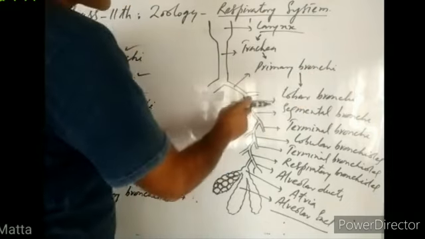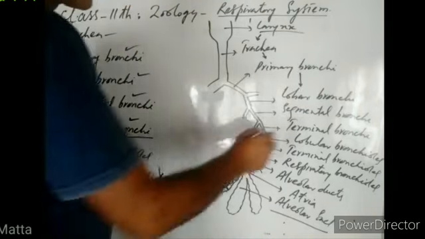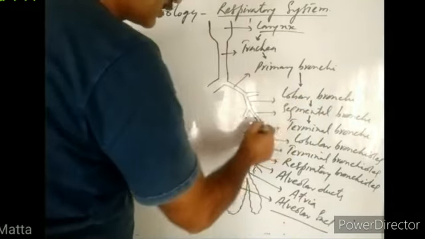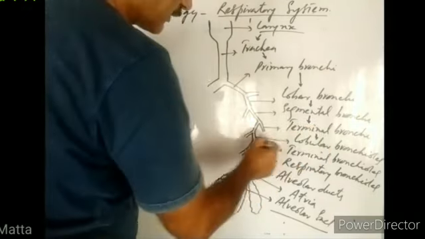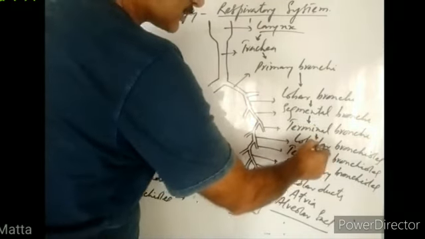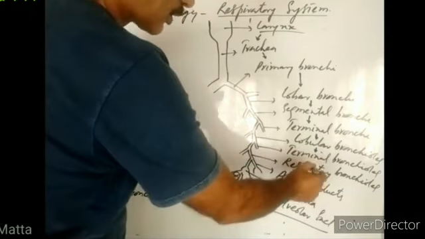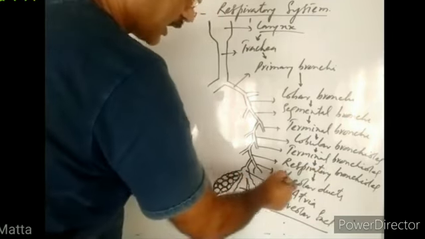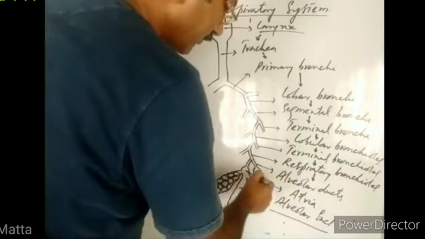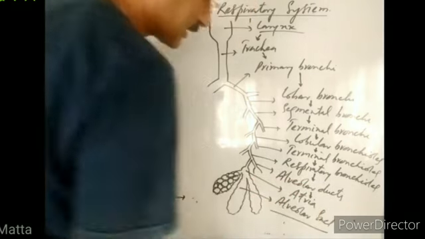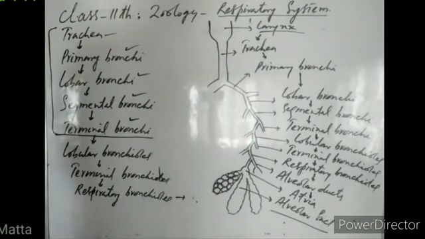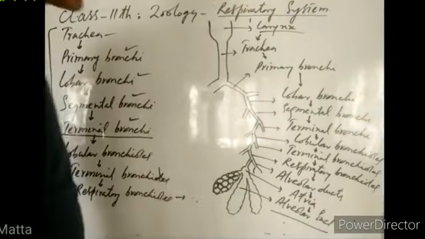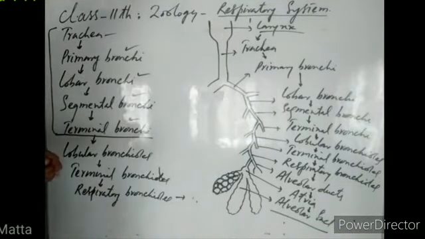Primary bronchi divide further into lobar bronchi. Lobar bronchi further divide into segmental bronchi. Segmental bronchi further divide into terminal bronchi. Terminal bronchi further divide into lobular bronchioles. Lobular bronchioles further divide into terminal bronchioles, which further divide into respiratory bronchioles. Respiratory bronchioles further divide into alveolar ducts. And alveolar ducts form atria at their ends. They form ampulla-like swellings known as atria. And atria open into alveolar sacs, right? So this is our respiratory tract.